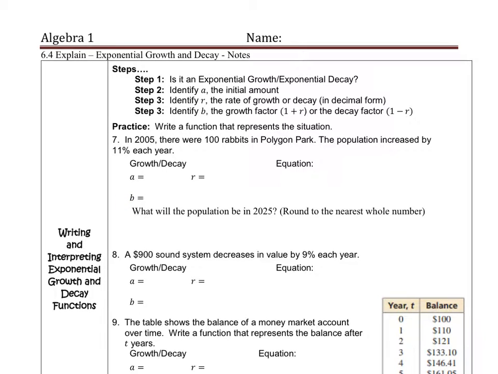So what I want you to do is go ahead and pause the video to do number 7, and then you'll check back for the explanation. But before you pause it, you need to find all these pieces of information. So think of it as a puzzle, fill in what you can figure out, and then write your equation, then check back for the explanation.